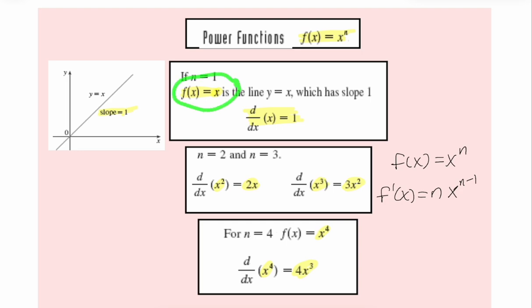That's an x to the first. We drop down a 1 times an x to the 0. X squared, we drop down the 2, the power becomes an x to the first. Drop down the 3, power goes down by 1, x squared. Drop down the 4, power goes down by 1, x cubed. It is a pattern. You have to know it. It's not going anywhere. It's going to be used for the rest of the year. That is super important. Okay.